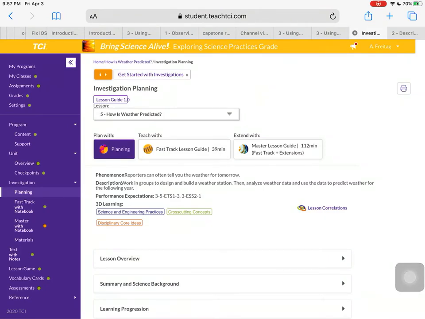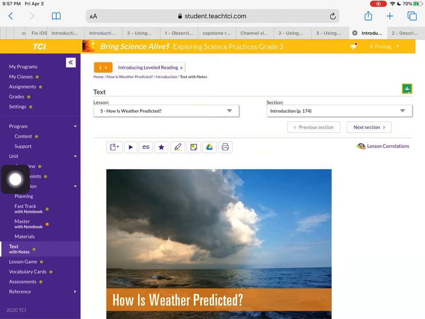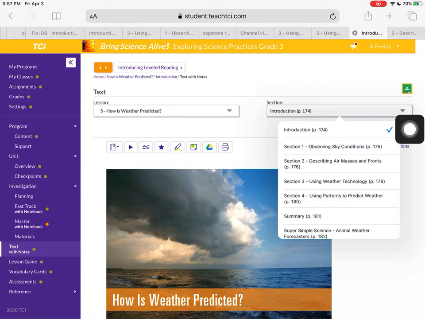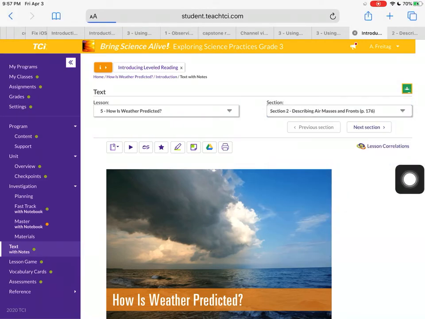And then we're going to go over to the purple bar and choose text with notes. Okay, and then today we're doing section 2, so make sure in the section bar you choose the triangle and click on section 2, describing air masses and fronts.